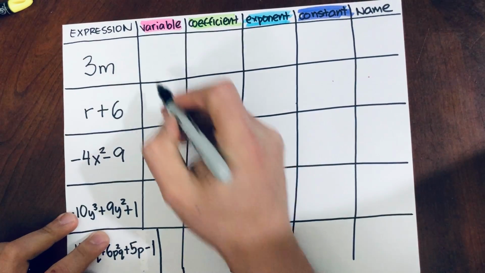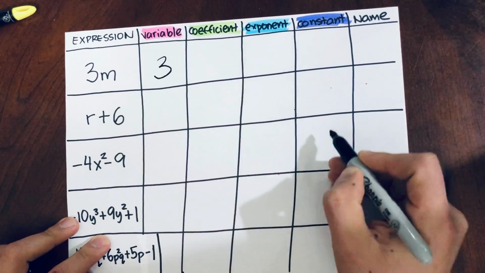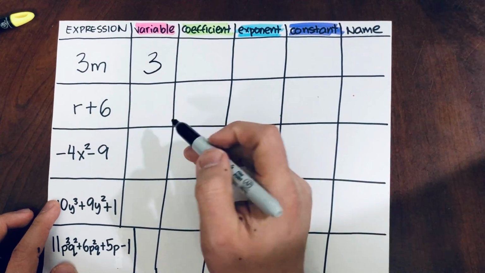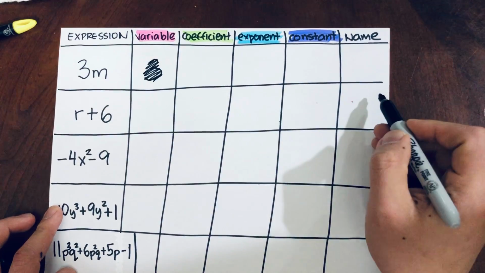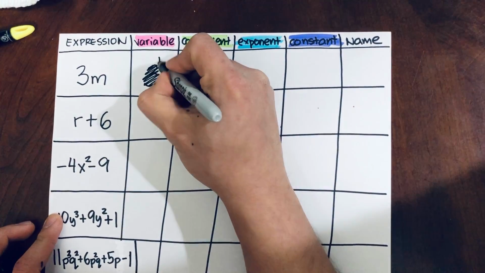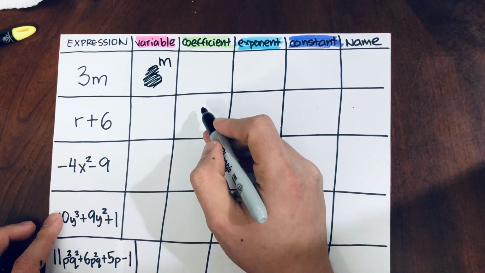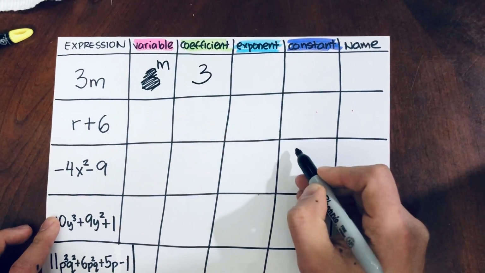If you say that the variable for 3m is 3, you are correct. How about coefficient? Oh, sorry, I'm not correct. Again, a variable is a letter. So if you said that my variable was m, you are correct. How about coefficient? My coefficient is actually the number 3.